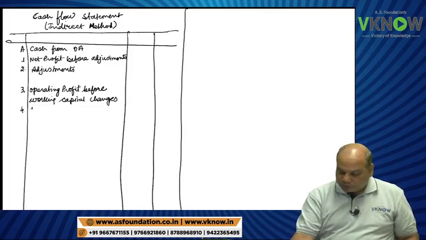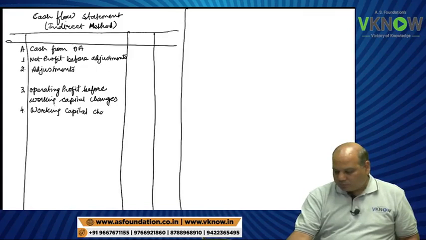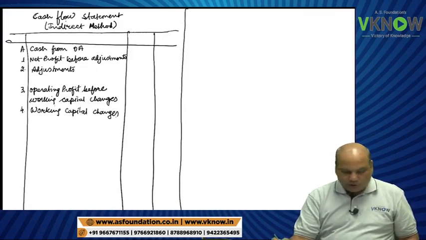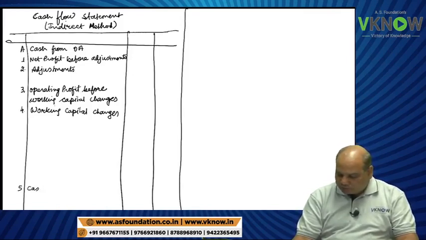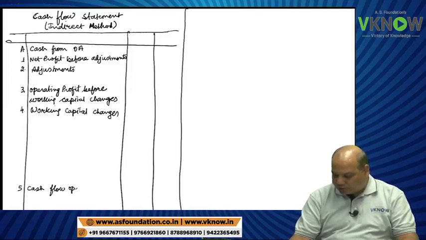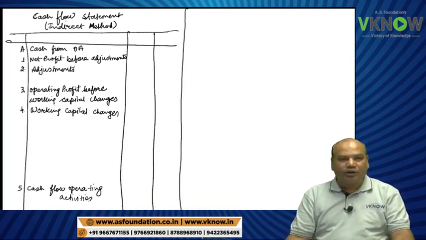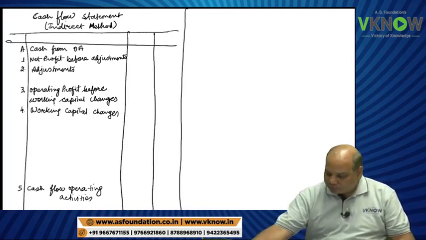Point number 4 is working capital changes, keep 6 lines blank. And then point number 5, write down cash flow from operating activities. This question does not have tax, so I will save time by directly writing cash flow from operating activities because there is no taxation.